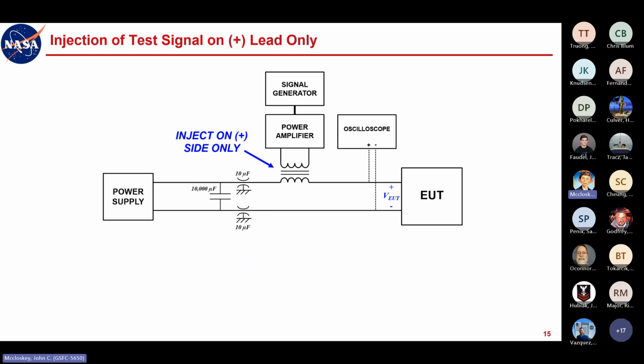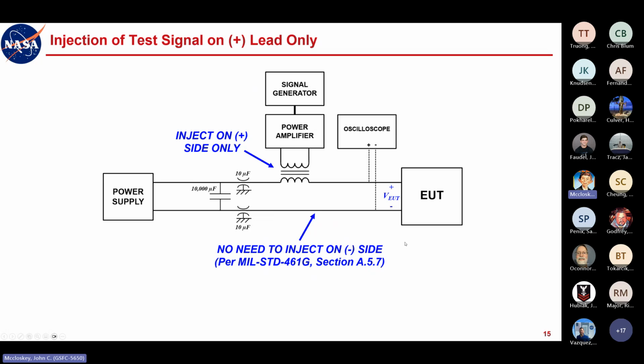Another thing is, it is sufficient to inject on the positive side only. In older versions of the MIL standard, they specified that you would inject on the positive side and on the negative side, separately, of course. That required reconfiguration, and so basically doubled the test time. And by and large, there wasn't really any benefit to it. So there's no need to inject on the negative side, and that's specifically called out in the MIL standard.